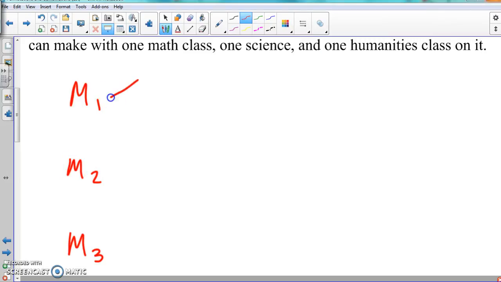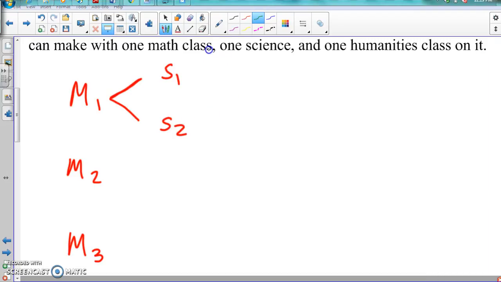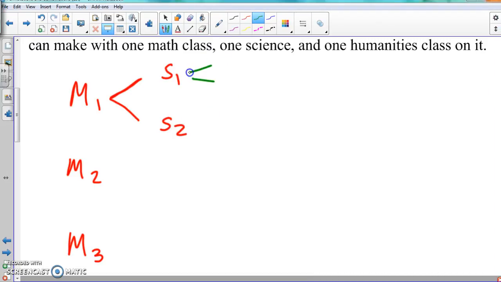here, we're going to branch this out. Now, there's 2 possible things that we can do. We can do science 1 or science 2. Now, from science 1 there, we can choose either humanities 1 or humanities 2. For science 2, we can choose humanities 1 or humanities 2.